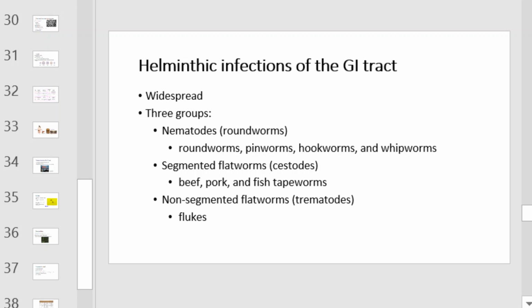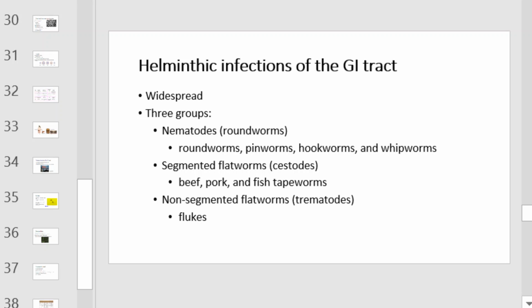Helminthic infections of the GI tract are widespread. It was once said that 1 in 10 people worldwide will have one form or another of helminth living in their digestive tract. There are 3 groups of helminths to concern yourselves with: nematodes, segmented worms, and non-segmented worms.